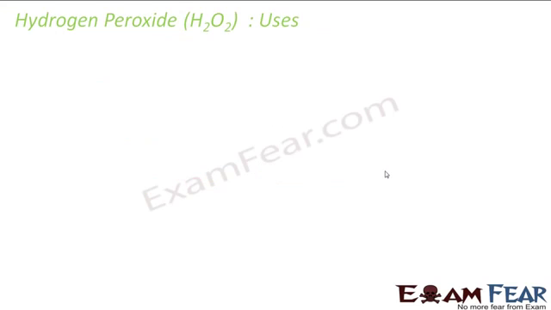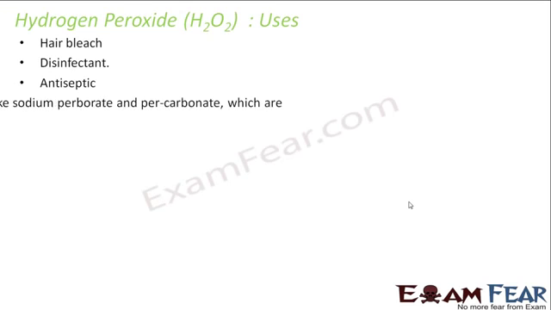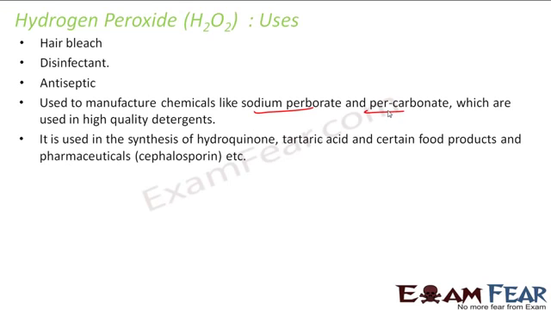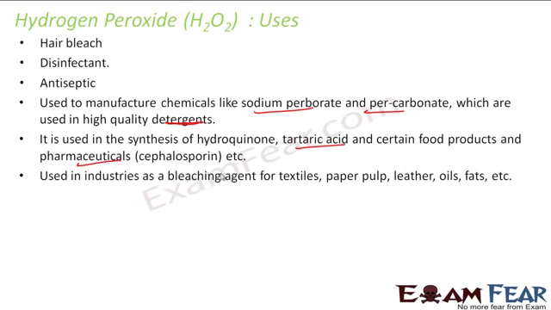So what are the uses of hydrogen peroxide? It is used for hair bleaching, used as a disinfectant, used as an antiseptic, and used to manufacture a lot of chemicals like sodium perborate and percarbonate, which are generally used for creating detergent, right? It is used in synthesis of a lot of other compounds like tartaric acid, and used in pharmaceuticals a lot. It is used as a bleaching agent in textile, and also in leather factories, paper factories, and also in homes. A lot of bleaching creams are there in the market.